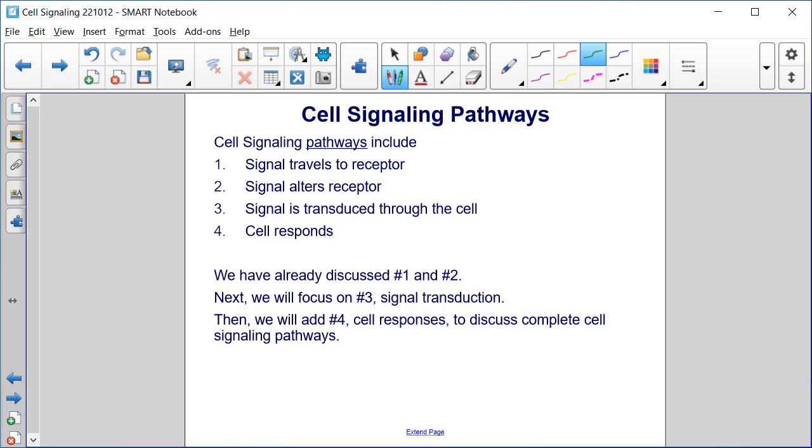receptor, the signal alters the receptor, the signal is transduced through the cell, and the cell responds. We've already discussed steps 1 and 2, the different ways that the signal can travel to the receptor, and how the signal alters the receptor by changing its shape. Next, we will focus on number 3, signal transduction. Then we will add number 4, cell responses, to discuss complete cell signaling pathways.